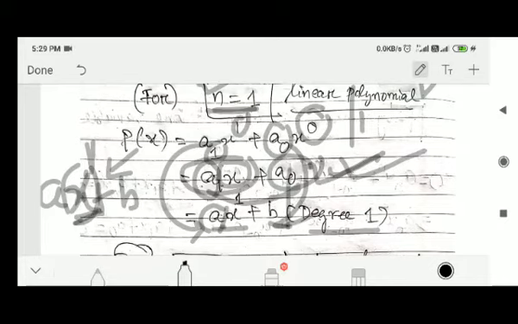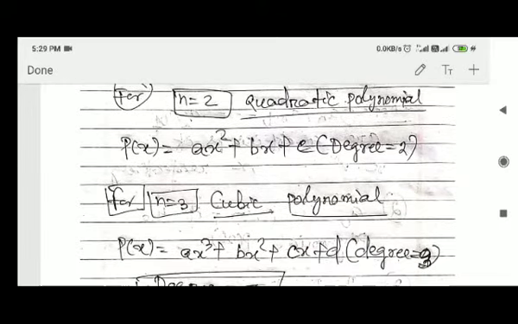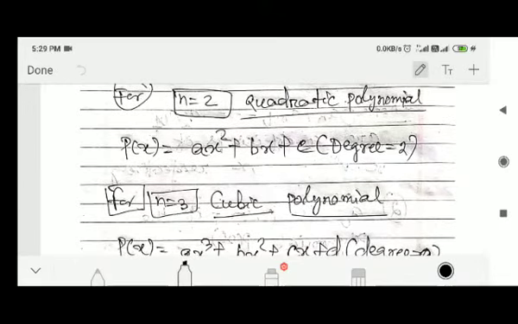The next, my friend, quadratic polynomial. If we are putting n equal to 2, for n equal to 2 we have maximum degree 2. N equal to 1 means we have maximum degree 1 or maximum power 1. So n equal to 2, that is called a quadratic polynomial.